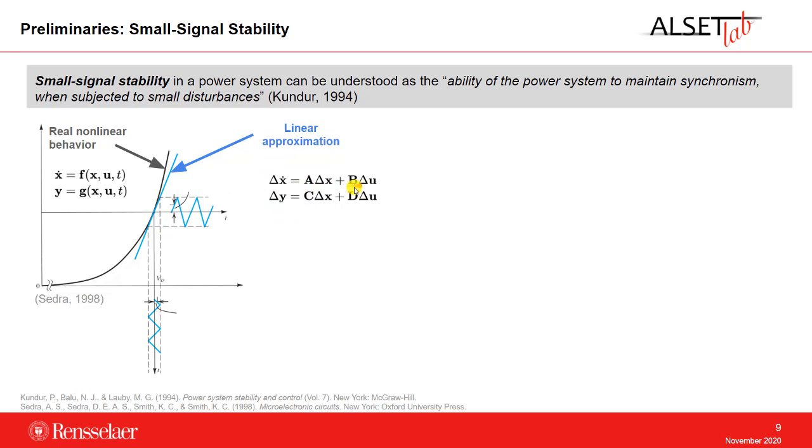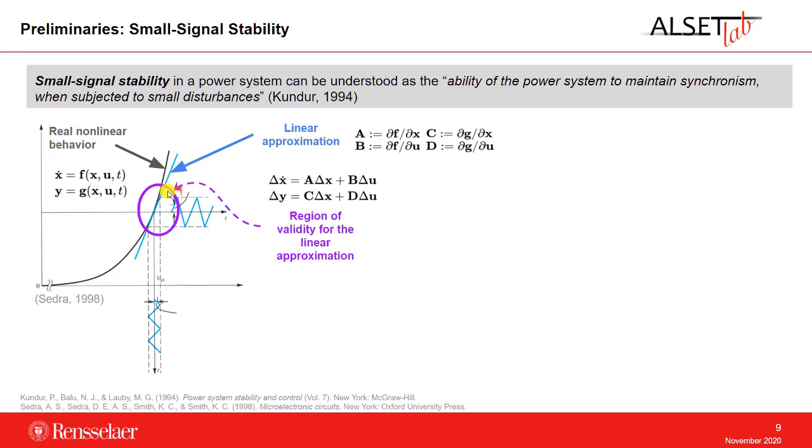So these matrices A, B, C, and D, we know can be computed by taking the partial derivatives of f and g with respect to x, the states, and u, the input, respectively. And this approximation will be close enough to the real nonlinear system when we are working within this neighborhood of the equilibrium, that is, the region of validity.